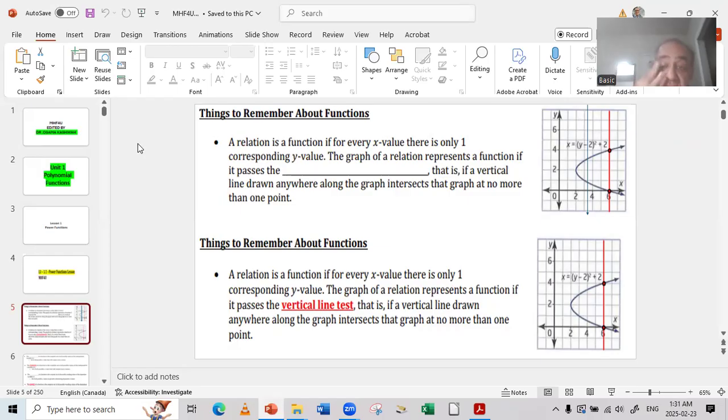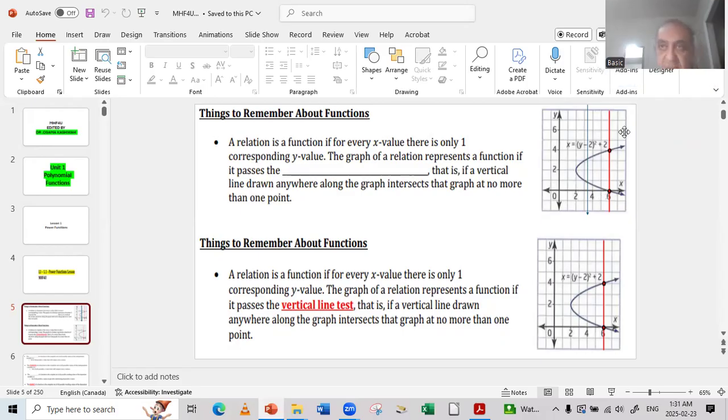Yesterday we talked about what we mean by a function. If I put a vertical line like what you see in front of you right now, and it intersects the curve of the function, or the function's graph, in 2 points, then this is not a function. We call this the vertical line test. I said this yesterday.